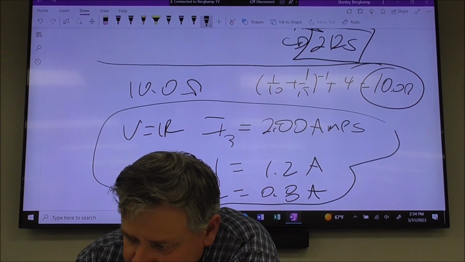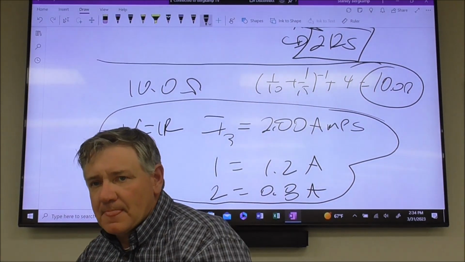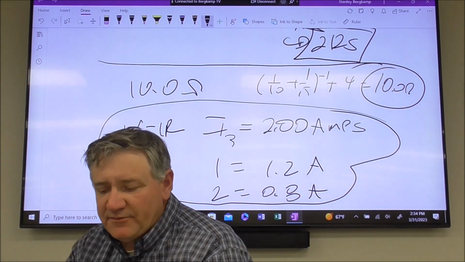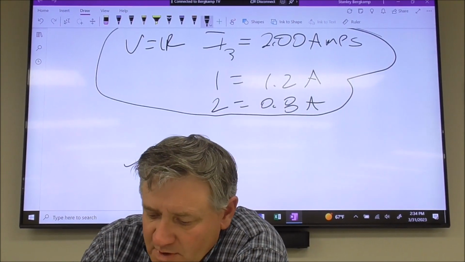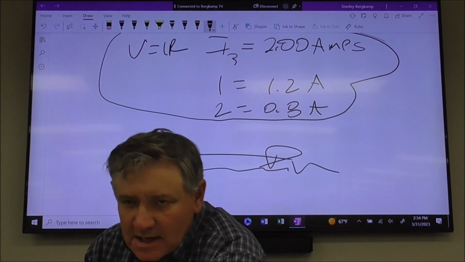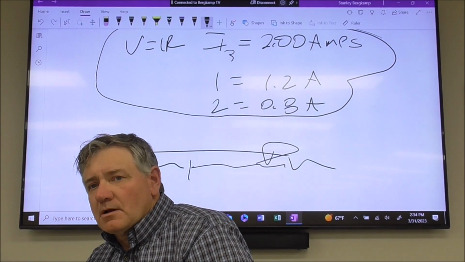Wait, so when it's in series and there are multiple resistors, the amps will be the same? Yes, if you have 2 resistors that are in series, they have to have the same current. But when you do V equals IR, you have to use the overall resistance.